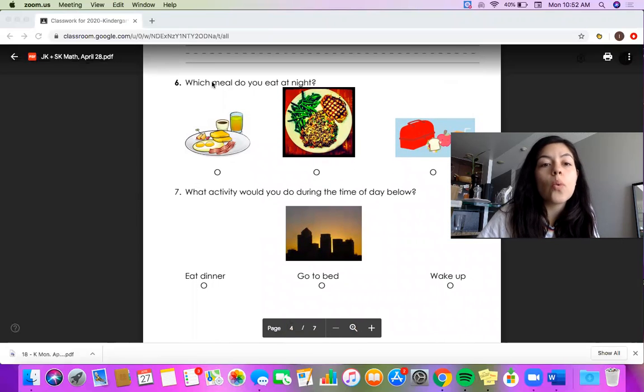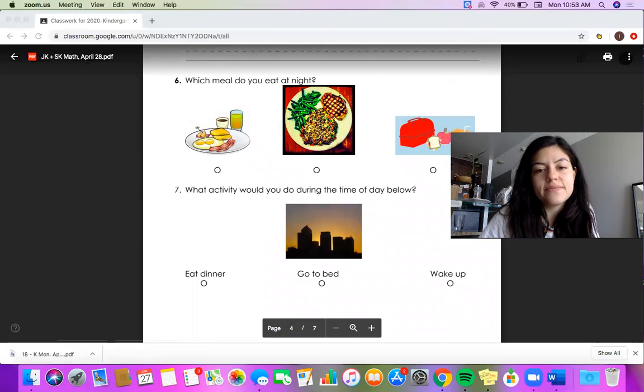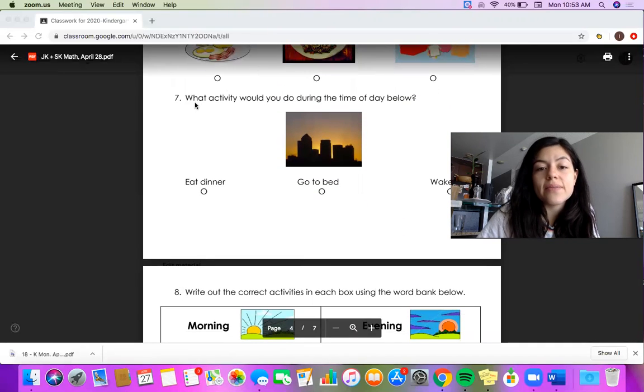For number 6, which meal do you eat at night? Look at the pictures carefully and circle the meal that you would eat at nighttime. Number 7, what activity would you do during the time of day below? Eat dinner, go to bed, or wake up? This one is a little bit tricky because it's a little bit difficult to tell if the sun is just starting to come up or if the sun is just going down. So you can make your own decision for that and circle the appropriate one.